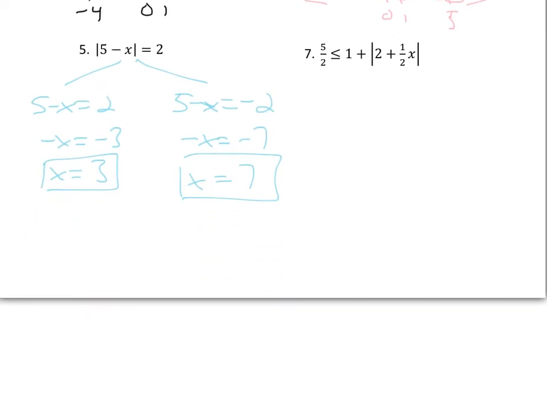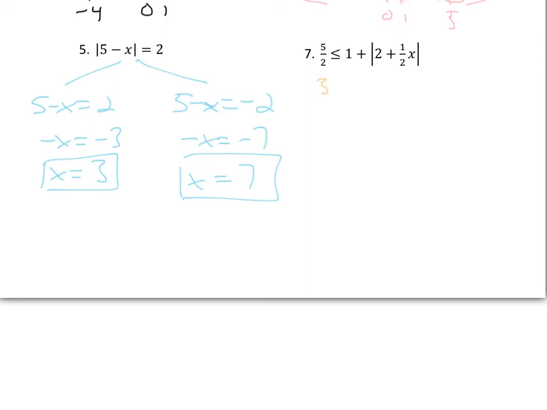Here we go, now we're going to get a little bit more interesting. Okay, so for number 7, we need to isolate the absolute value to the left side first before we do anything else. So we need to add the 5 or subtract the 5 halves. What we could do is let's just subtract the 1. This might make a little bit more sense. So we'll subtract the 1 first.